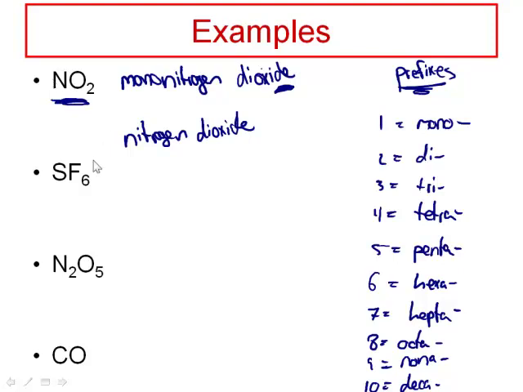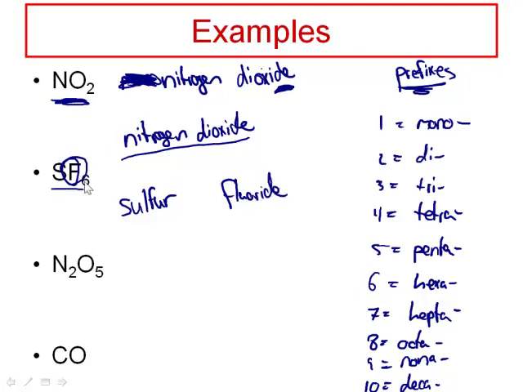So that's one thing you just kind of have to file away and write down. You don't use the mono on the first element. This is called nitrogen dioxide. In the same way, if we look at this next one, this would be called sulfur. SF6. Here this is fluorine, so it's going to be called a fluoride. And we have 6 of those babies. So if we look in our prefixes, 6 is hexa. It's going to be called sulfur hexafluoride. And we put that whole thing together.